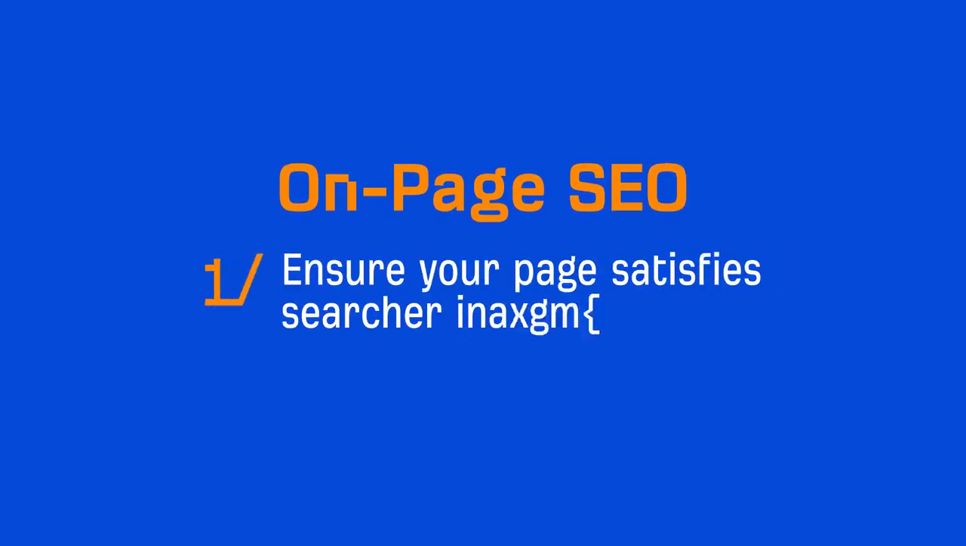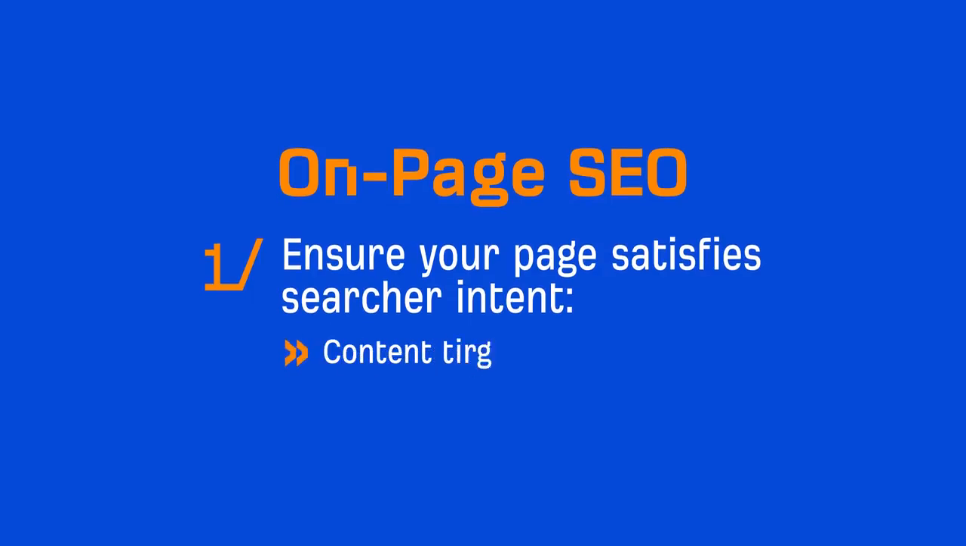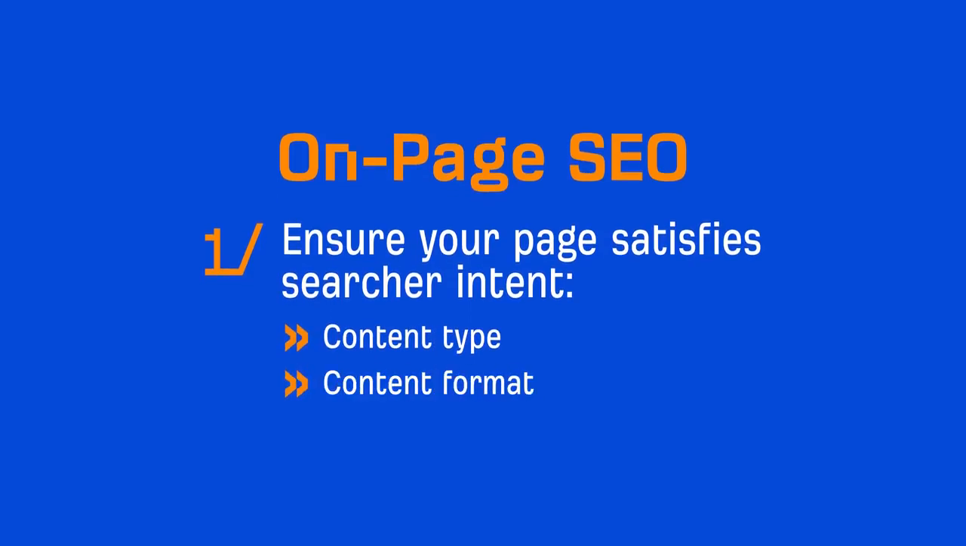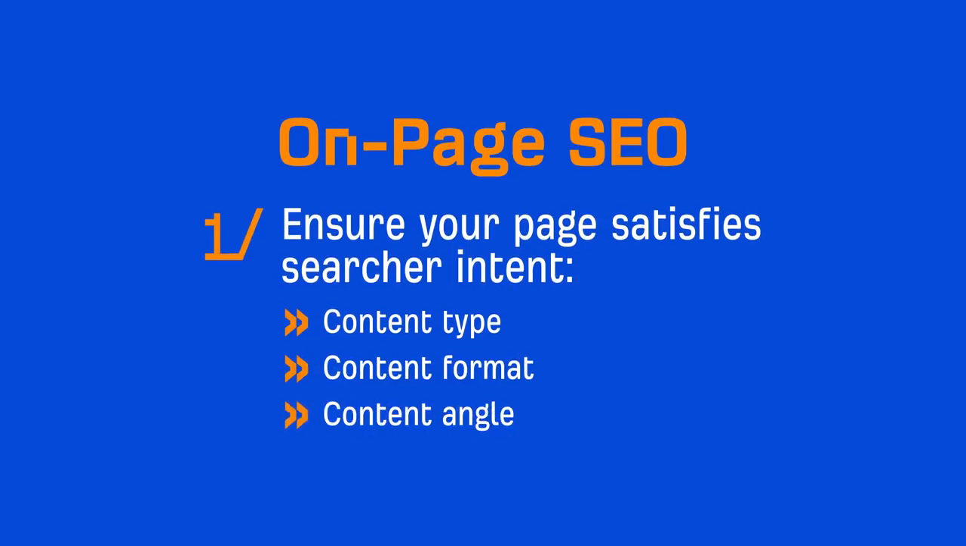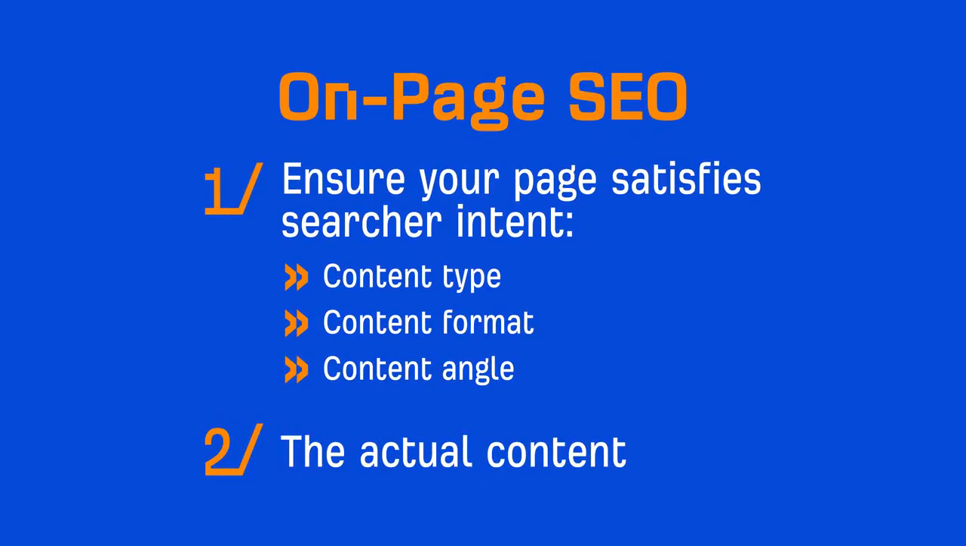Okay, so with on-page SEO, there are two main things we need to cover. The first is arguably the most important, and that's to ensure your page satisfies searcher intent. We've already covered the 3 C's of search intent, which again will give you very basic guidance on the type of content to create, the format to use, and the angle to go with. But the actual content itself is what will leave your visitors satisfied or dissatisfied.